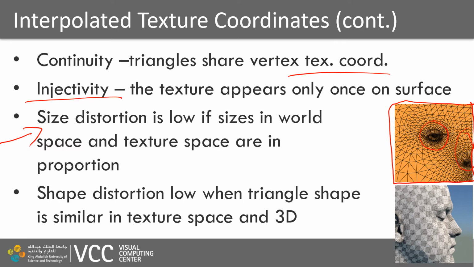And also, what we would like to avoid is that the shape and size distortion is very significant among triangles, but also that the triangles on which we map the texture and the triangles which are then projected into the texture space look approximately similar, so that our texture mapping is not leading to very much distorted shapes.